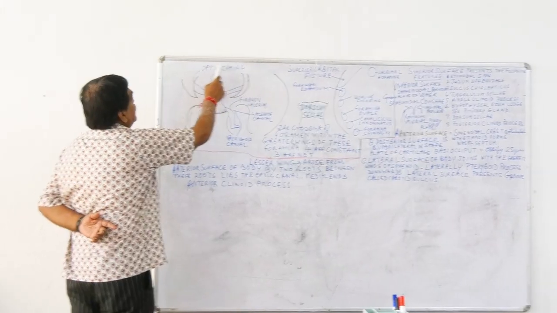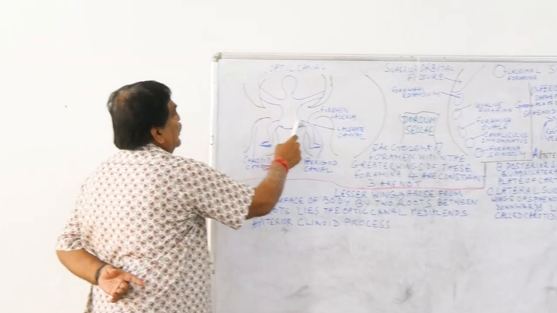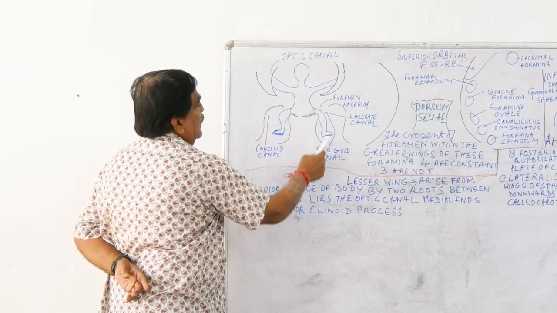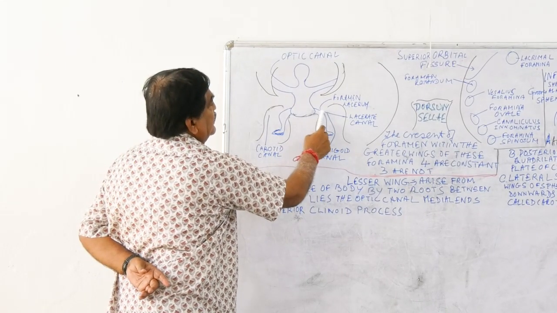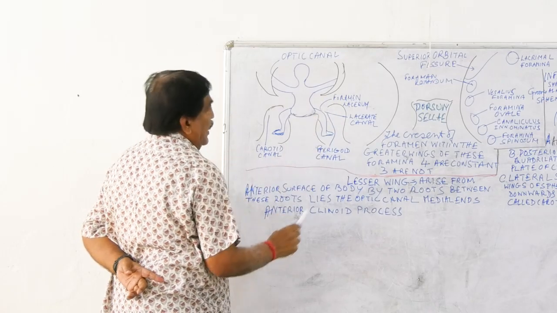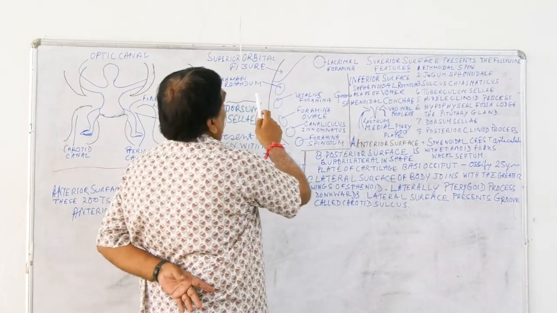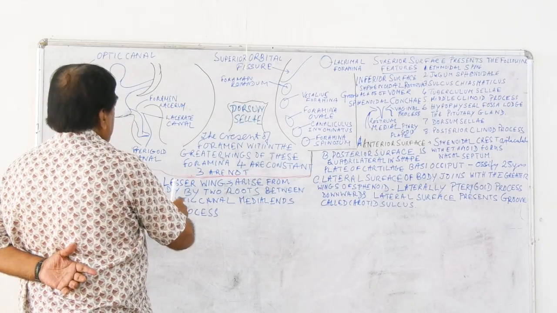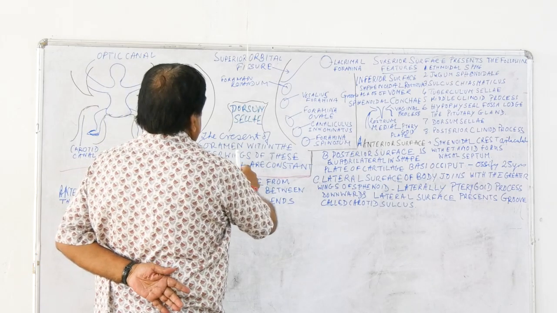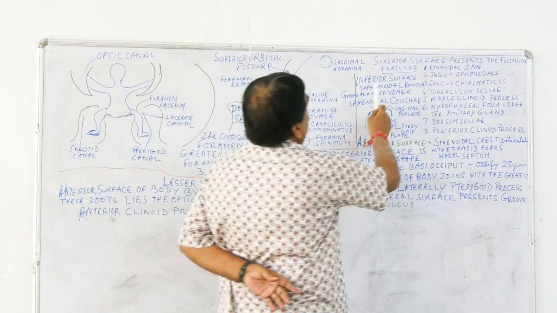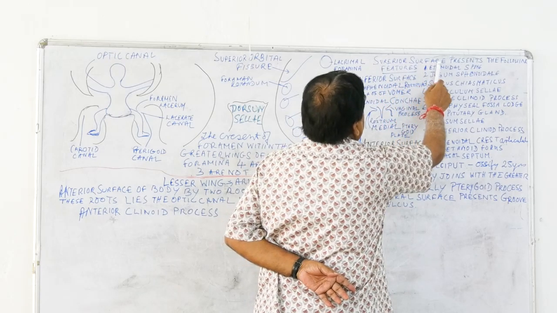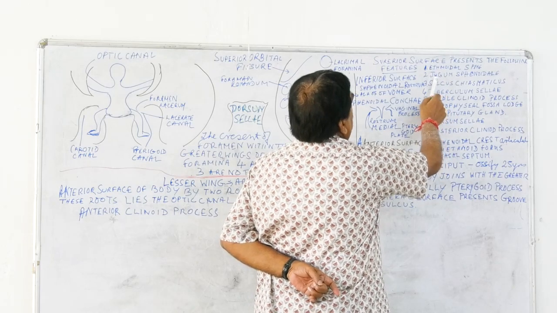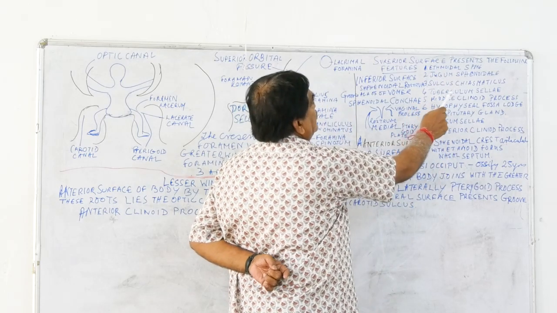This is the optic canal. You see a person is putting a hand, and this is a carotid canal. This is the pterygoid canal, and this is the lacerum canal. Foramen lacerum is here. Now the superior surface presents the following features: ethmoidal spine, jugum sphenoidale, sulcus chiasmaticus.